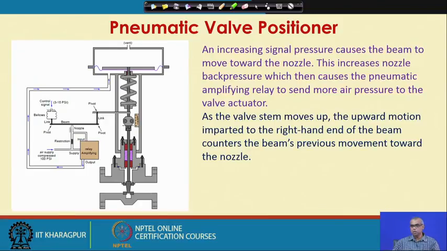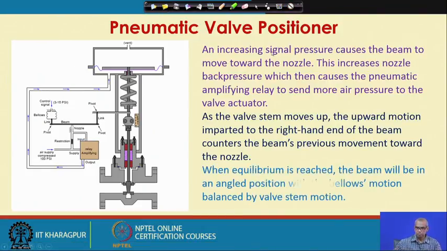As the valve stem moves up, the upward motion imparted to the right hand end of the beam counters the beam's previous movement towards the nozzle. When equilibrium is reached, the beam will be in an angled position with the bellows motion balanced by valve stem motion.